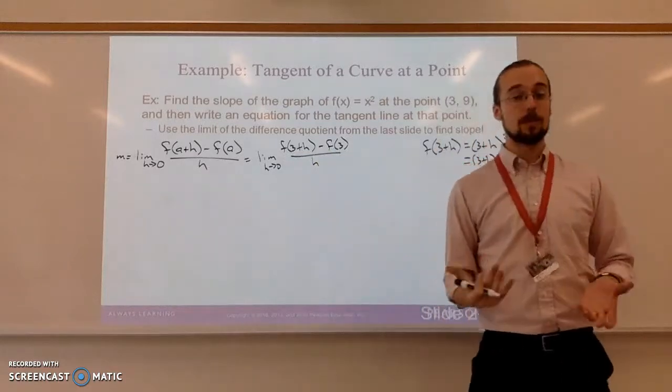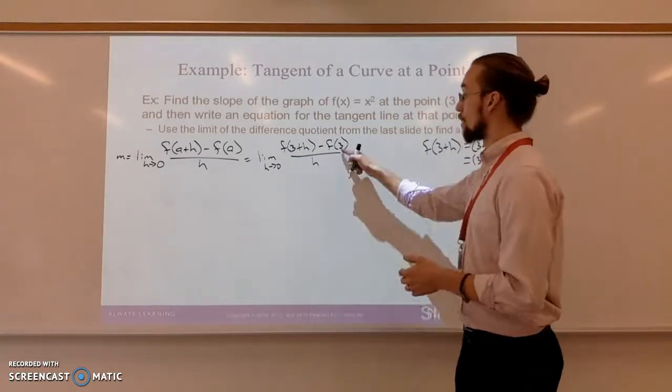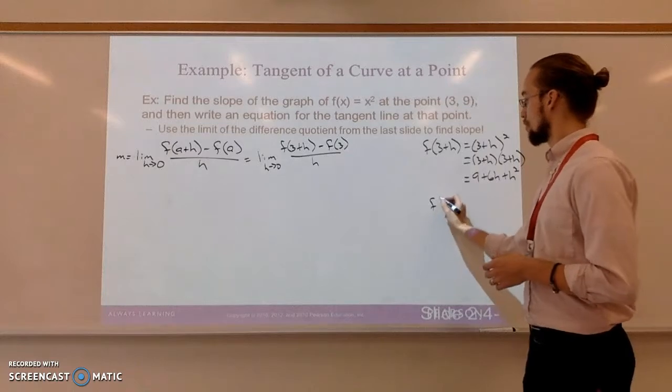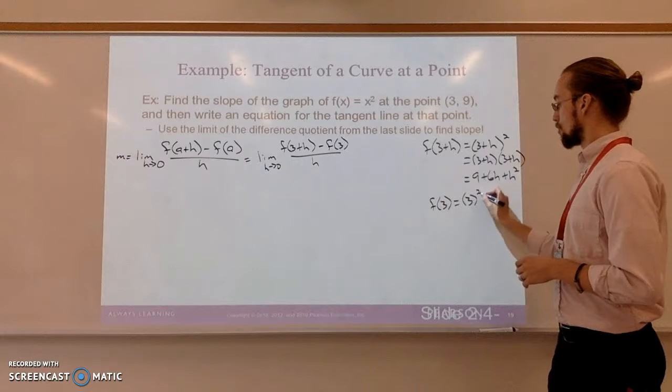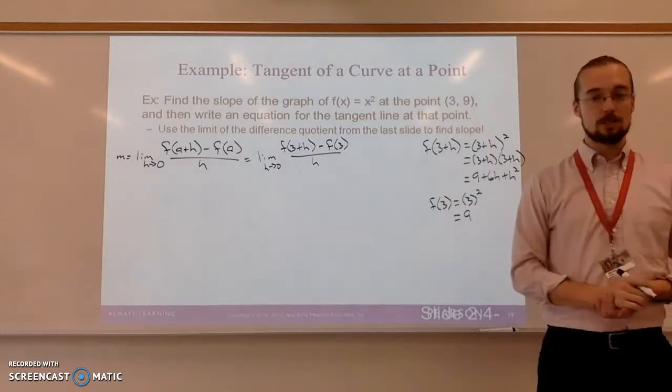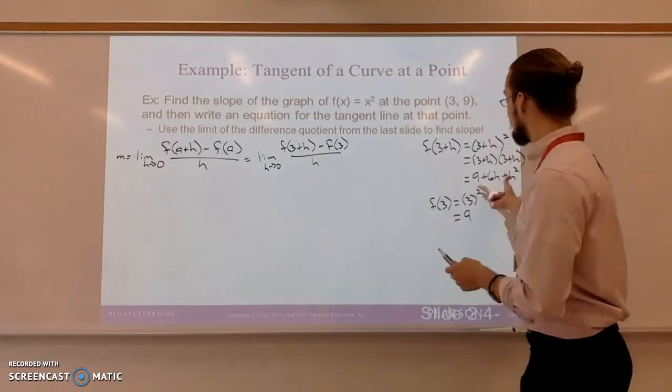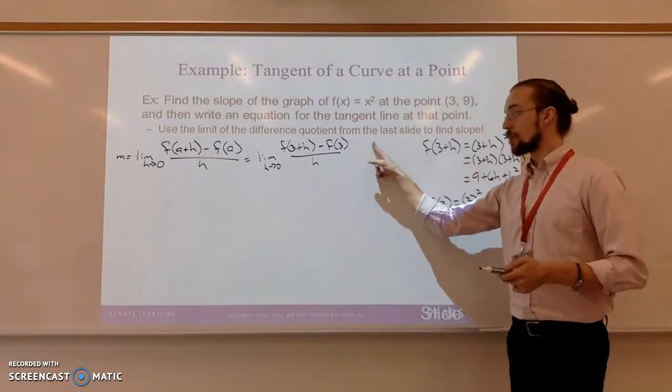That was the f of 3 plus h. Now I also need to evaluate f of 3. So if I plug 3 into this, I just get 3 squared. That's just 9. So let's take this information that we found and plug it in here.